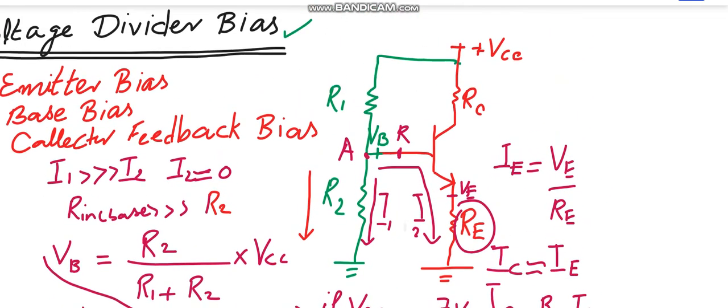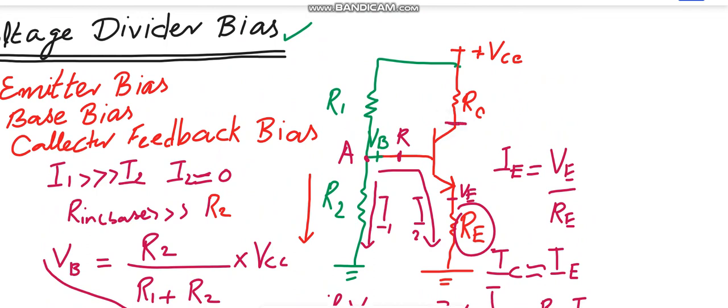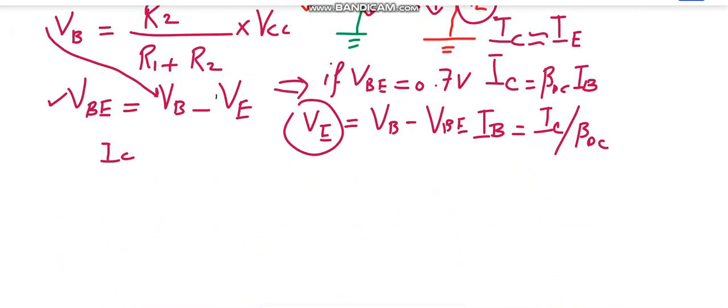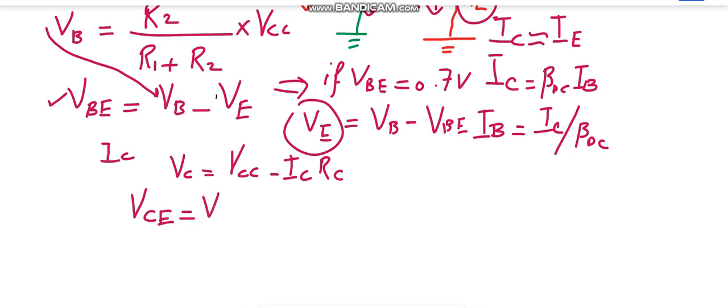If you look at this diagram, you can clearly see that here you will have the voltage which is marked as the collector voltage. So the collector voltage will be equal to VCC minus the voltage drop across this resistor, which is VRC, and that can be determined by IC times RC. So VC is equal to VCC minus IC times RC. And finally, the last voltage left to be determined is VCE, which is equal to the potential difference between the collector and the emitter terminal.